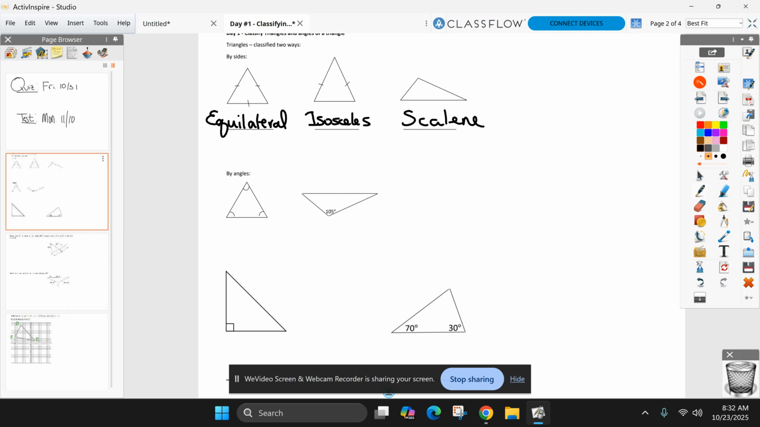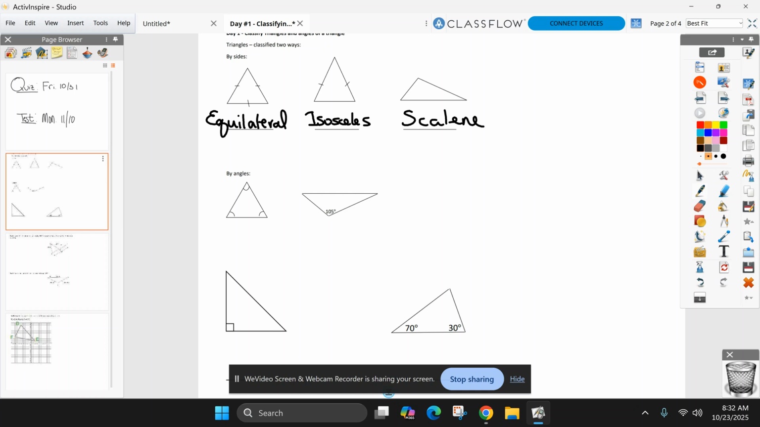All right, and that's if I know the sides. Sometimes, though, I don't know the sides. I won't know the side lengths. Instead, I'll know the angle measurements. First, all three angles in a triangle, no matter what type it is, all add up to 180 degrees.